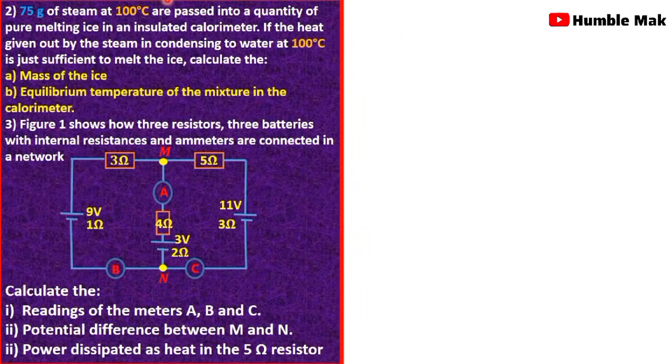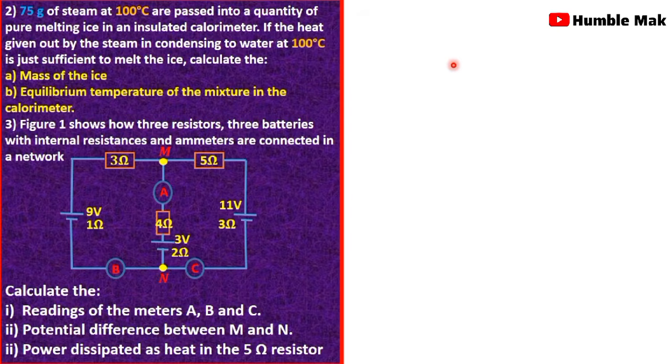Question 2 reads: 75 grams of steam at 100 degrees Celsius are passed into a quantity of pure melting ice in an insulated calorimeter. If the heat given out by the steam in condensing to water at 100 degrees Celsius is just sufficient to melt the ice, calculate A, the mass of the ice, and B, the equilibrium temperature of the mixture in the calorimeter.